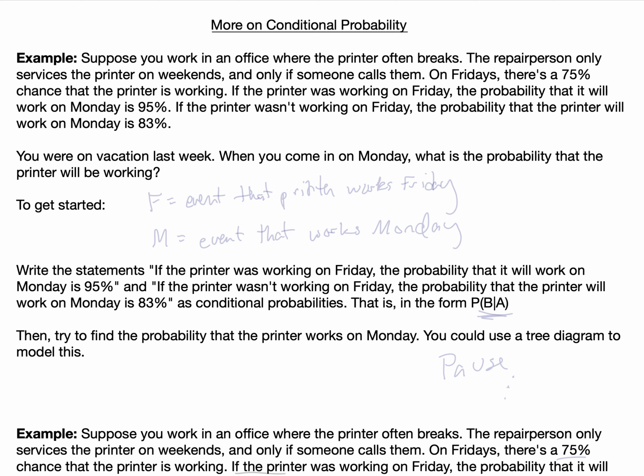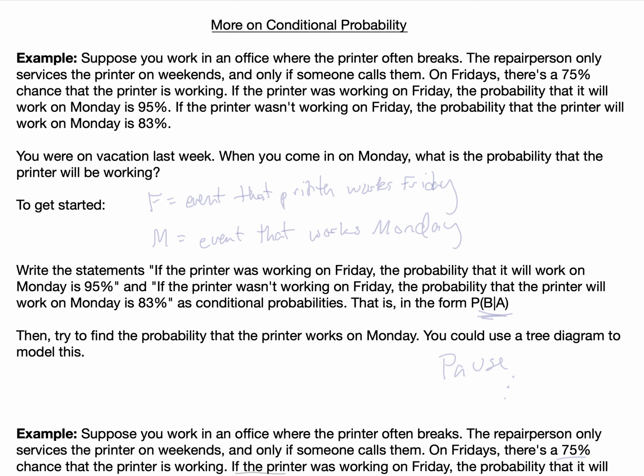Suppose you're working in an office where the printer often breaks, and the repair person only services the printer on weekends, and only if somebody calls them. On Fridays, there's a 75% chance that the printer is still working. And if the printer was working on Friday, the probability that it will work on Monday as well is 95%. If the printer wasn't working on Friday, the probability that the printer will work on Monday is 83%.